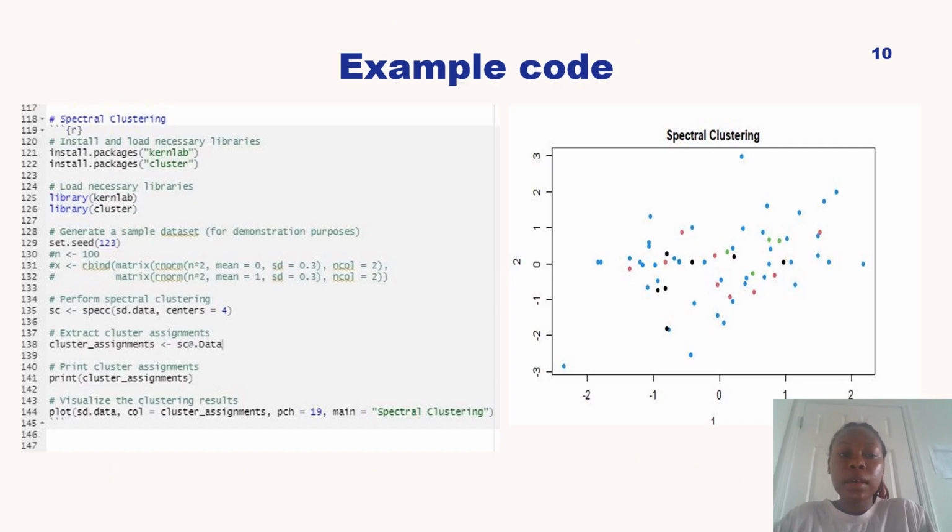So this is an example code using spectral clustering in R. We are still using the same NCI60 dataset for this clustering method as well. This time around, we are setting our spectral clustering to have 4 clusters, and so we see the outcome here that we have 4 clusters from the data set.